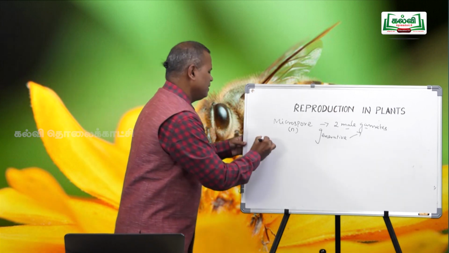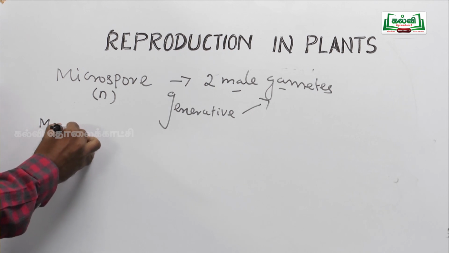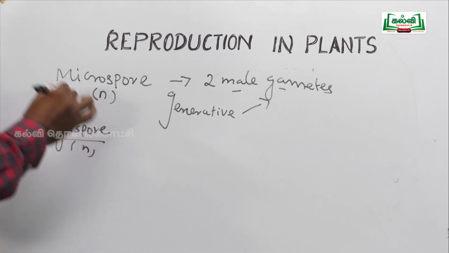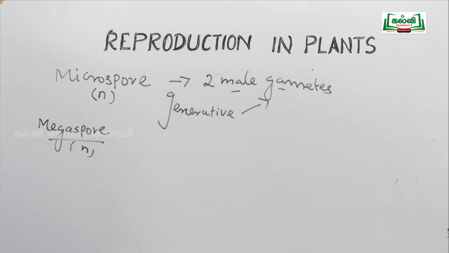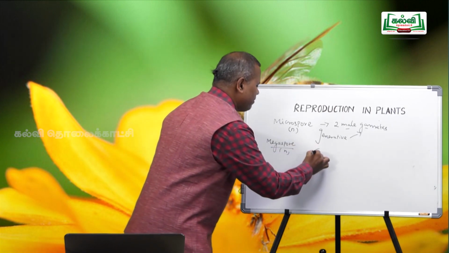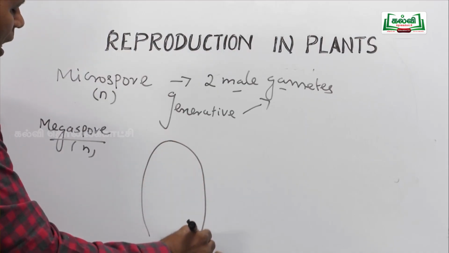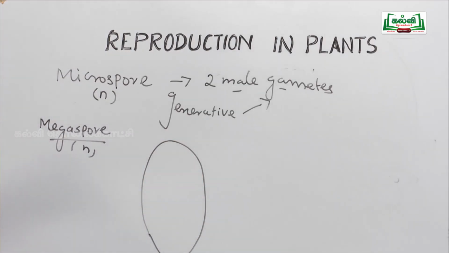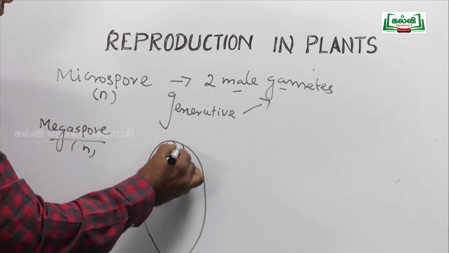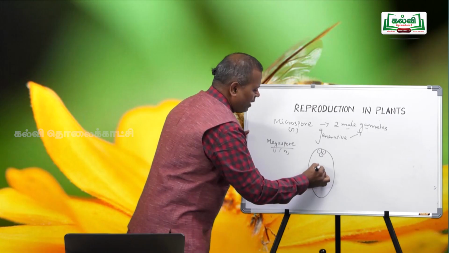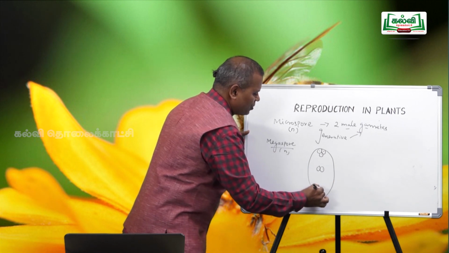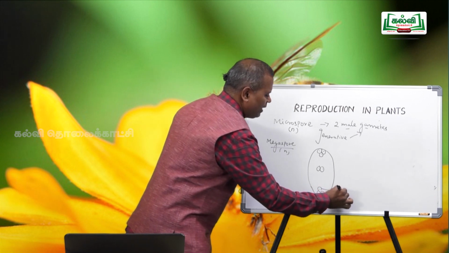The development of the megaspore from the megaspore mother cell is said to be megasporogenesis. This megaspore is haploid in nature. This megaspore undergoes nuclear division to form the female gametophyte, which is also known as the embryo sac. This embryo sac is always in an 8-celled stage: antipodals, the polar nuclei in the middle, and the egg apparatus. This cell is very important. This is said to be the egg.